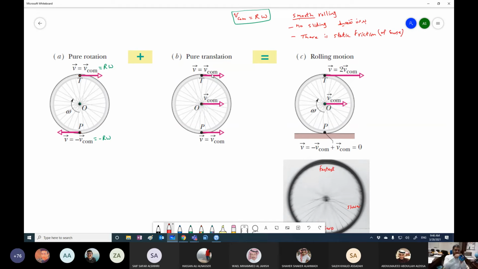So the point at the top is moving with v center of mass. At the center, v center of mass. At the bottom it is v center of mass. Okay? How much is the velocity here?